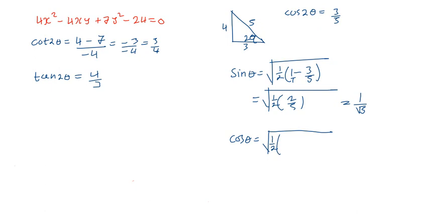For cos, this is going to be 1 plus cos 2 theta, which is 3 over 5. This portion here I get 8 over 5, which is going to be 4 over 5, meaning that would be 2 over the square root of 5. So you can try to do this step by step. You're still going to end up with these two.